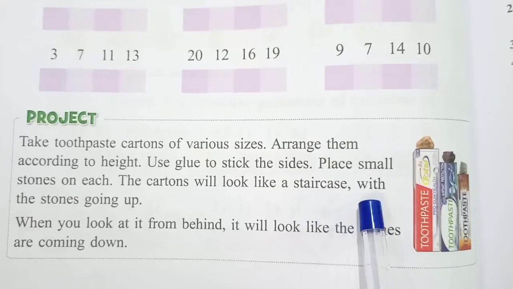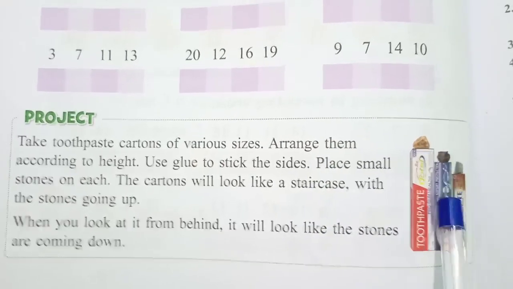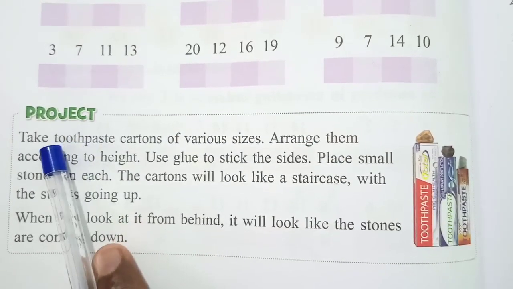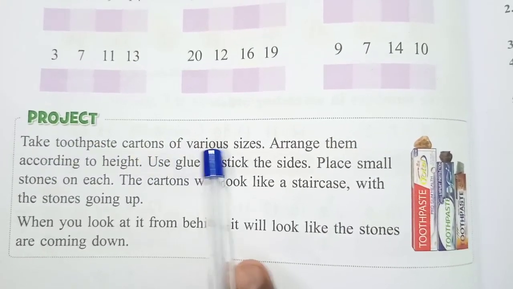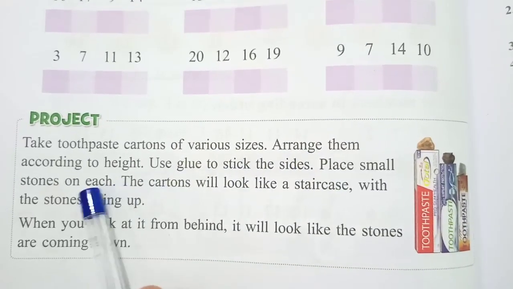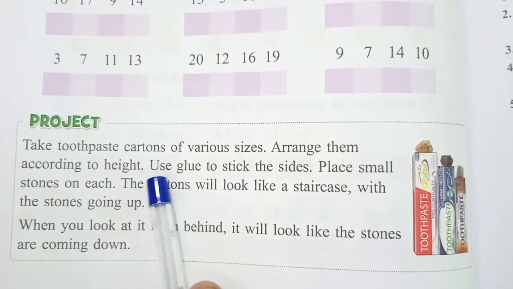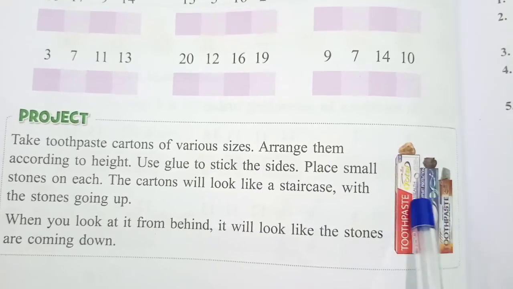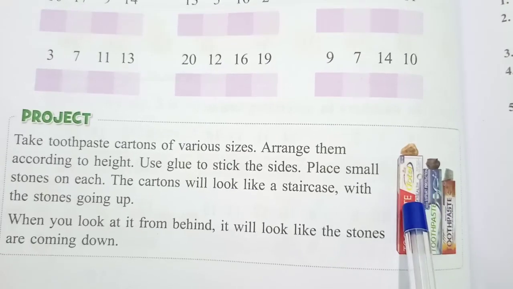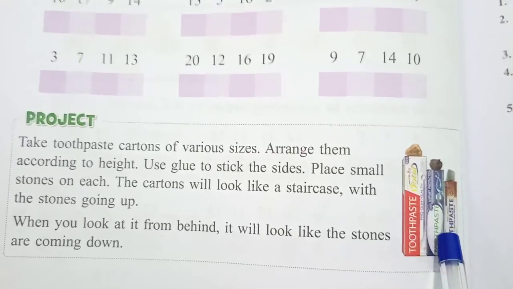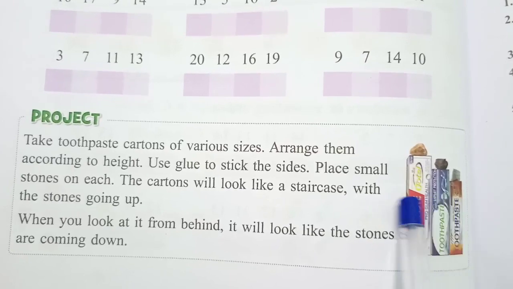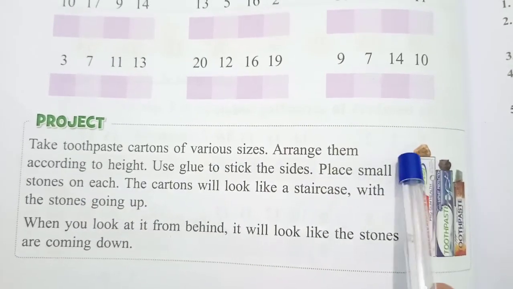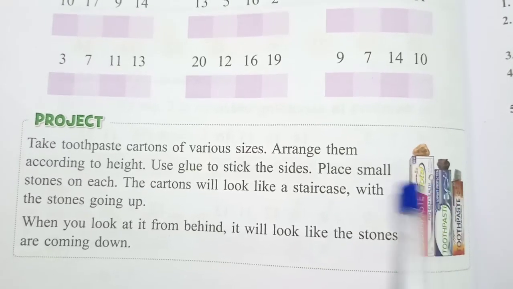So what is our project? Kindly complete all these activities and send them in our group. So project, what is that? Take toothpaste cartons of various sizes, arrange them according to height, use glue to stick the sides. So arrange like this, different sizes of toothpaste cartons, and the corner sides try to attach using glue. Place small stones on each. So place one stone on each carton.